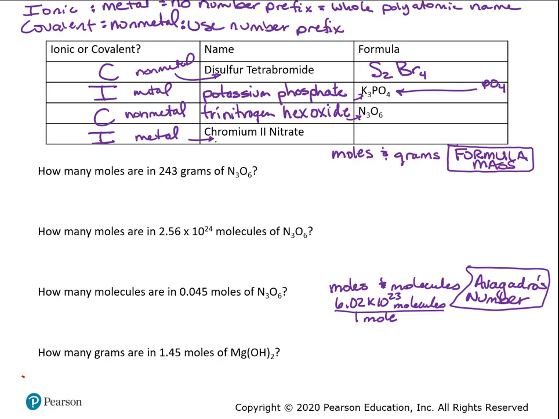So chromium 2 means Cr plus 2. The Roman numeral tells you the charge on the metal. So this one is Cr plus 2. So nitrate, what is the nitrate's formula? It's not nitride, this is nitrate, so it's a polyatomic. So it is NO3, and its charge?